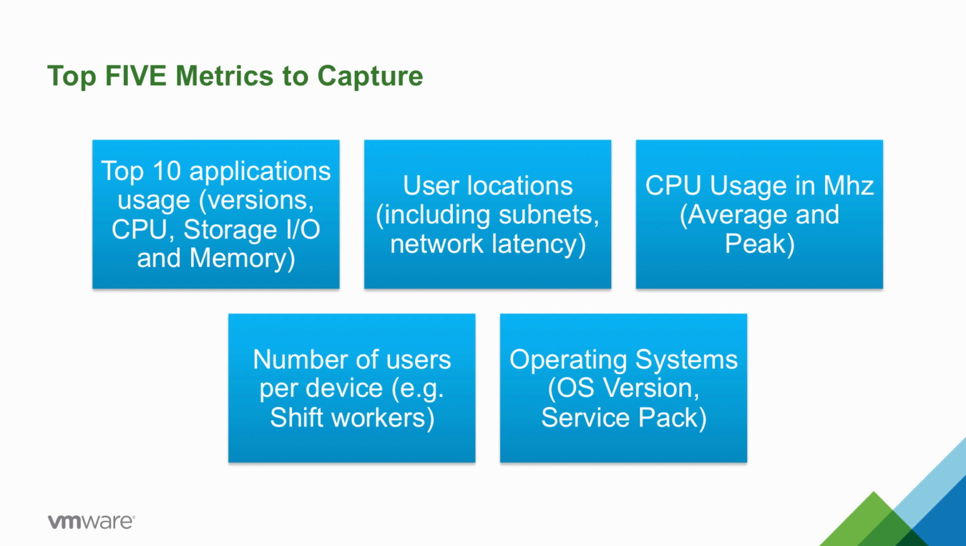So understanding that and understanding how PC over IP works and how much bandwidth it's going to be using is very important. Get a good feel of CPU usage, average and peak across the environment. This helps you to size how many ESXi hosts you're going to need to host the desktops. In the case where you have shift workers, for example, understand how many users are using a specific device. And also make sure you understand all the operating systems, what OS version they've got, what service pack they have, and also if you're going to move to a new operating system, determine what operating system you're going to be standardizing for the new environment.